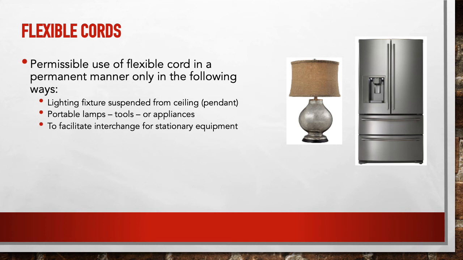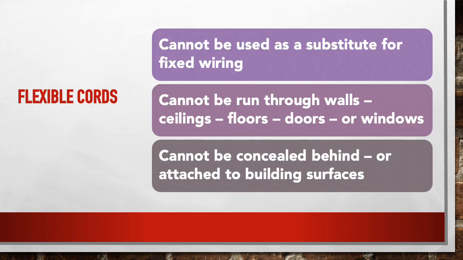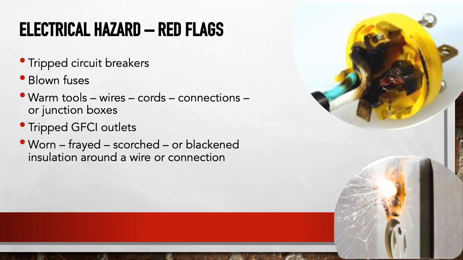So, for example, lighting fixtures, pendant lights, etc., where you have a cord hanging down, those are all fine because they're designed for that purpose. But once again, extension cords are not the same. So they can't be used as a substitute for fixed wiring, can't be run through walls, ceilings, floors, etc., and cannot be concealed behind or attached to building surfaces. They can be hanging on hooks, not zip ties, but they cannot be permanently attached to walls or ceilings.